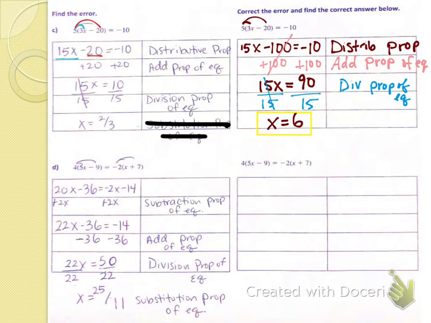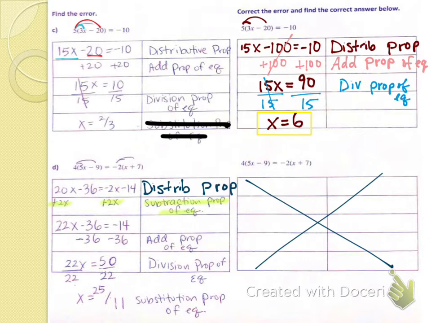So this next one, what did they do first? Distributive. They didn't write it down, so we're going to write it. You can shorten it to distrib prop, but it is the distributive property. We aren't going to need this box over here, just so you know. All right, and then they added 2x on both sides and wrote subtraction property of equality. So one of them is right and one of them is wrong. Should they have added 2x on both sides, or should they have subtracted 2x on both sides? They should have added. So the adding was correct.